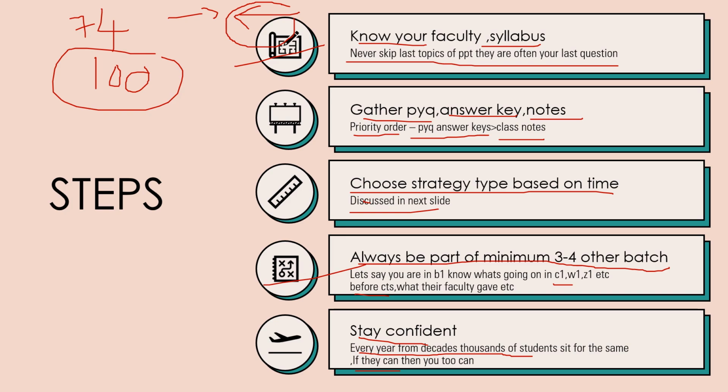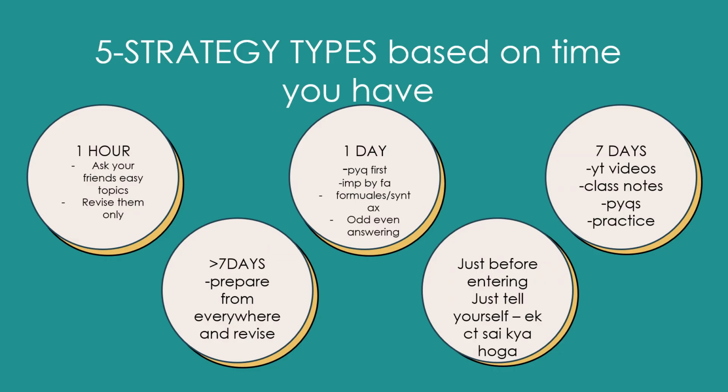So stay confident. Okay. So coming to the most important part of our video, which is 5 strategy types based on time you have. So this is very crucial, very crucial. Often people miss out on this and panic and then always mess up their paper.